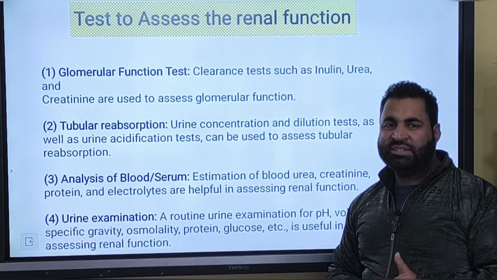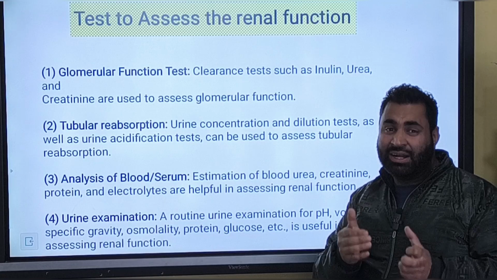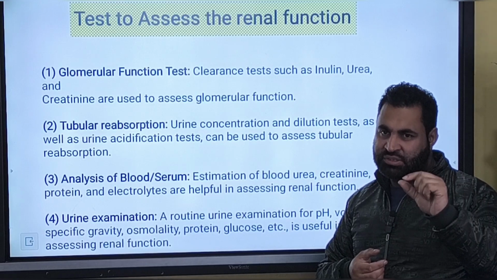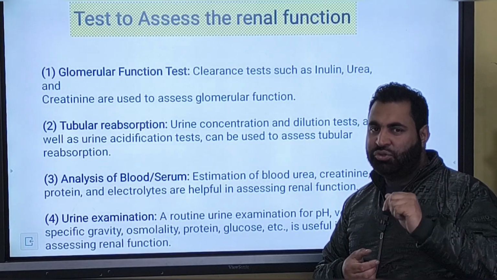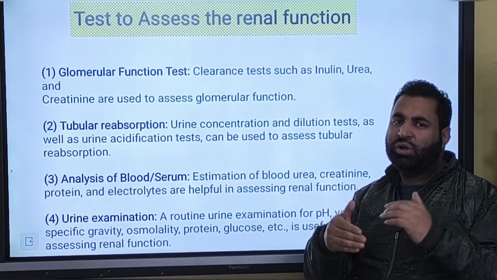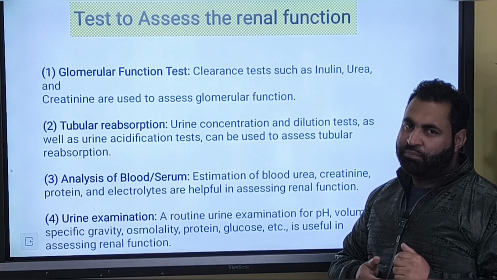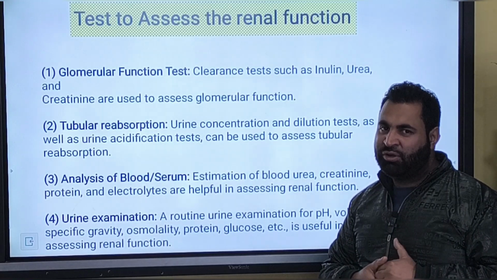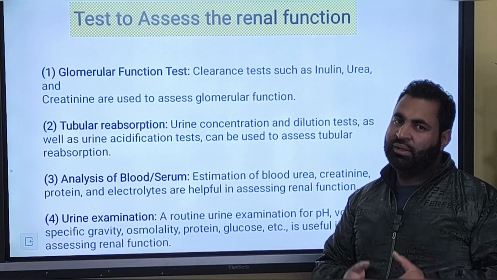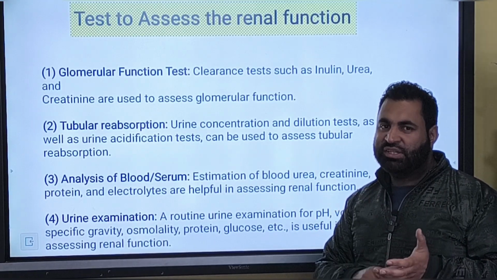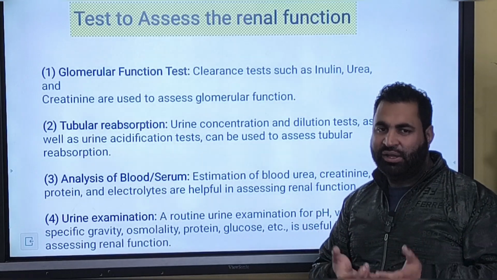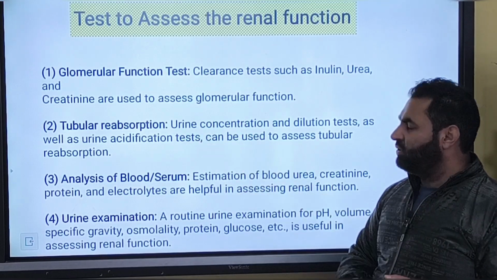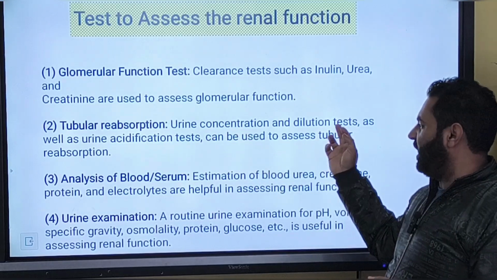Suppose there is any scarcity, any dearth of water, what will our body do? It will pass less volume of urine, and in that less volume, more and more waste products will be there. Where do these waste products come from? Our cells housed in our body are metabolically active. They are producing uric acid, urea, creatinine, and those waste products need to be eliminated. So we have tests called the tubular reabsorption test, urine concentration test, and dilution test.